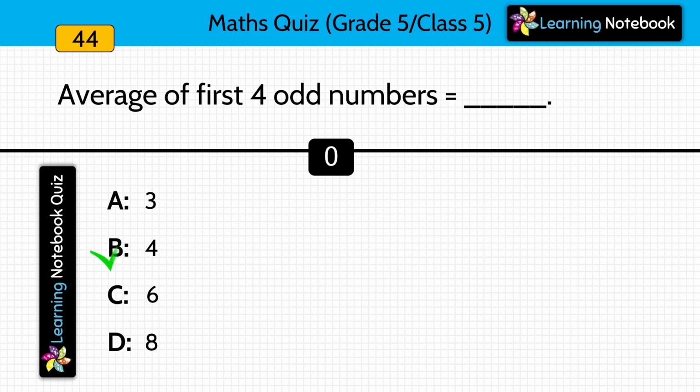Answer is 4. How did we find this? First of all, think of the first four odd numbers. These are 1, 3, 5, 7. Now add all of them. 1 plus 3 is 4. 4 plus 5 is 9. 9 plus 7 equals 16. Now divide this 16 by the count of numbers. These are 4. So 16 divided by 4 equals 4. So this is our answer, 4.